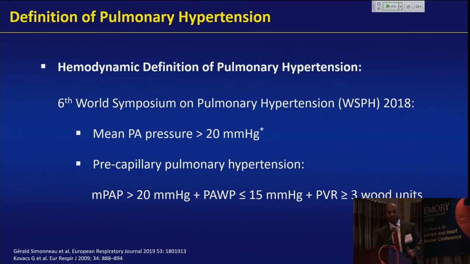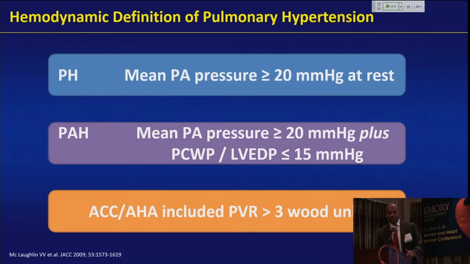You have to have a mean PA pressure above 20, as previously stated. You have to have a wedge pressure less than 15, and a pulmonary vascular resistance more than 3 Wood units. This is just to remind you of it. For the ACC-AHA classification or definition of pulmonary arterial hypertension, you have to have a PVR more than 3 Wood units.